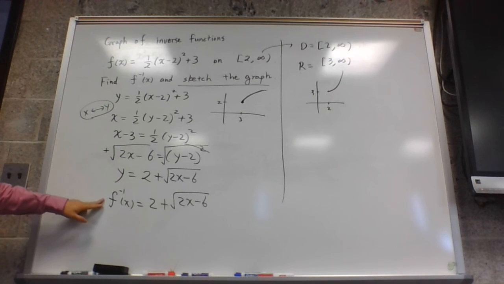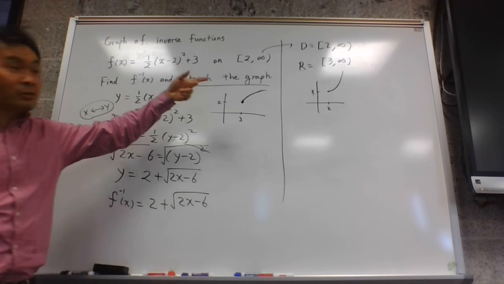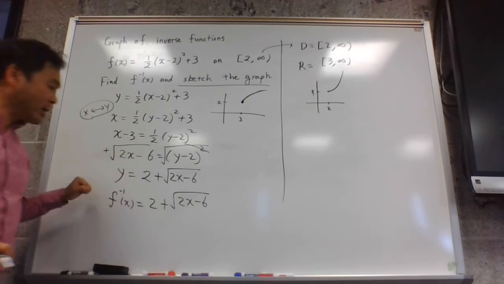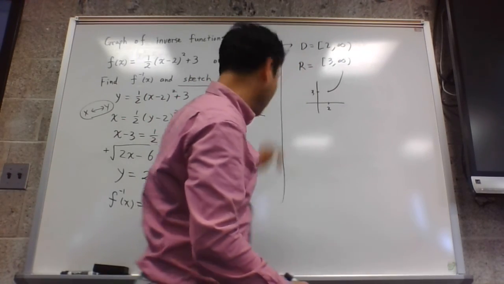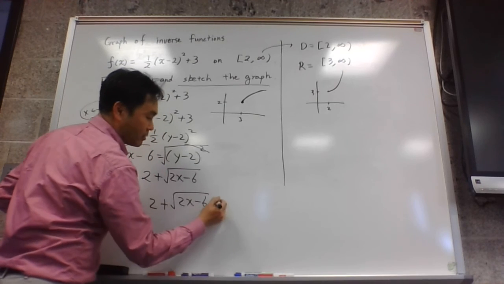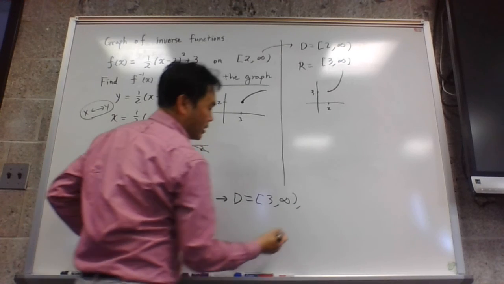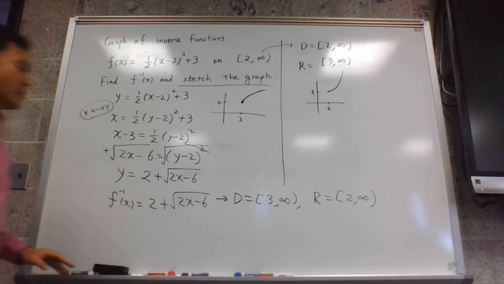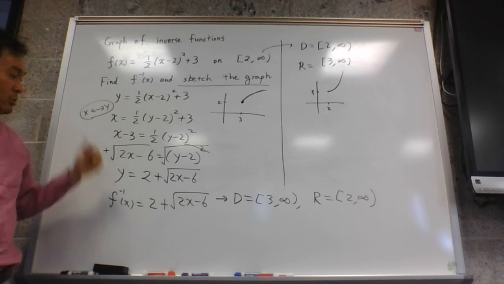What's the domain and range of f inverse? These two will be switched, right? Domain and range get switched because you're switching x and y. The domain and range of the inverse function is the domain and range of the original function switched. So the domain for this is 3 to infinity, and then the range would be 2 to infinity. So that's a very important thing to know, that domain and range switch when you find the inverse function.